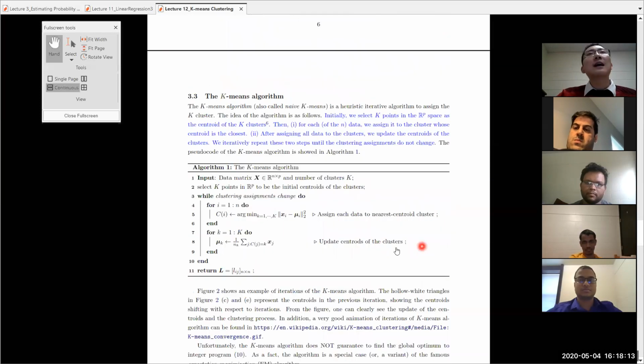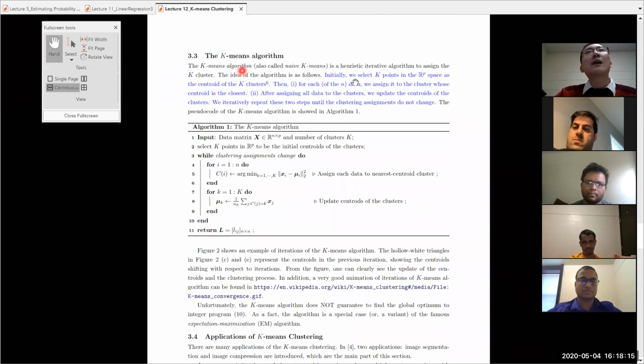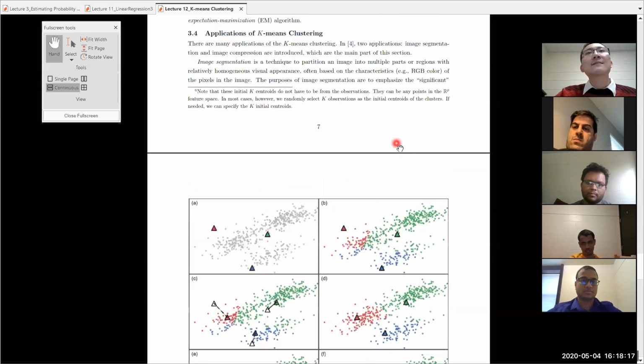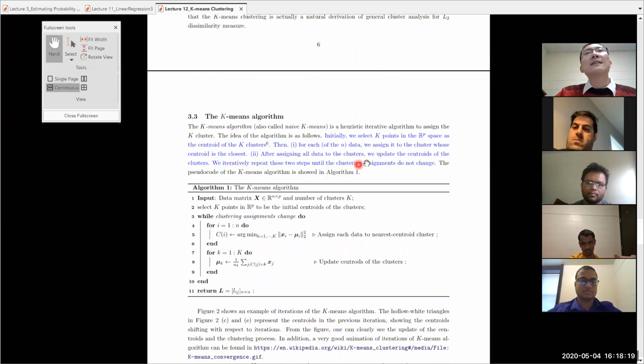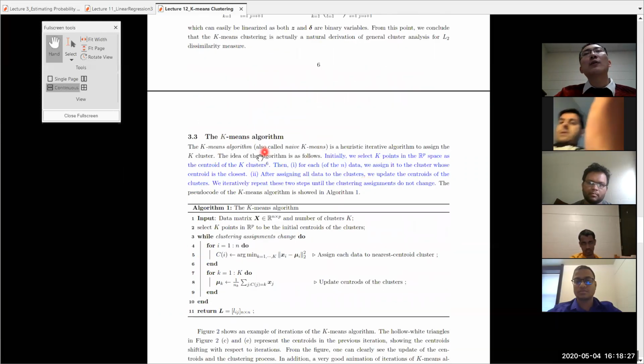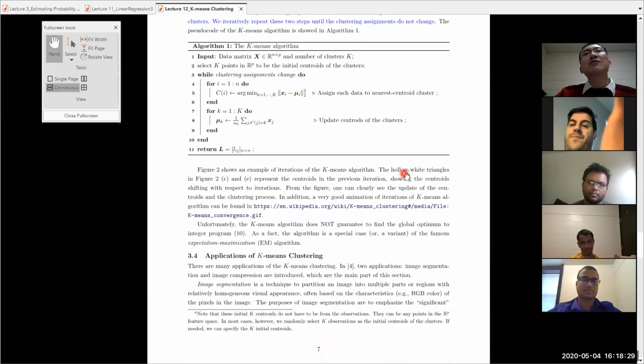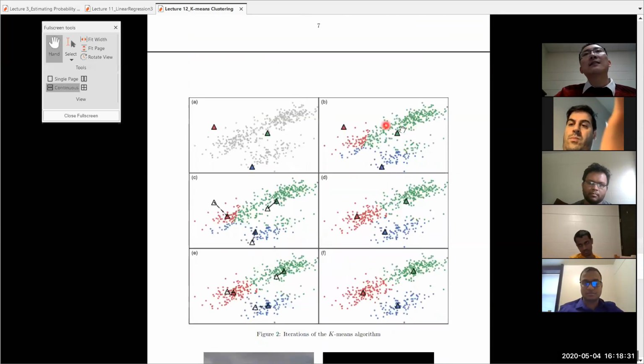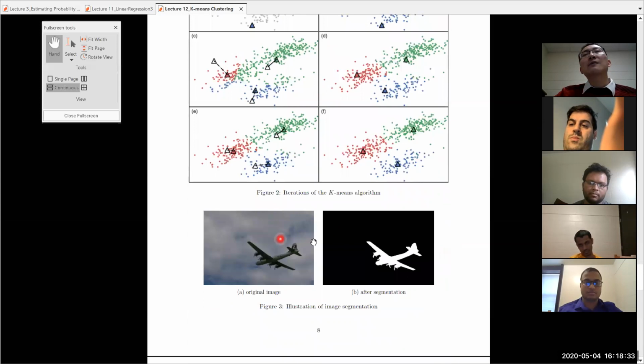Okay, due to time limit, I'm gonna leave the k-means algorithm for the next class. And in the next class, because this problem is NP hard, it's almost impossible to solve in real applications when n is big. So we're gonna use this k-means algorithm to solve it. And then later, you're gonna see that for clustering, it's really good.